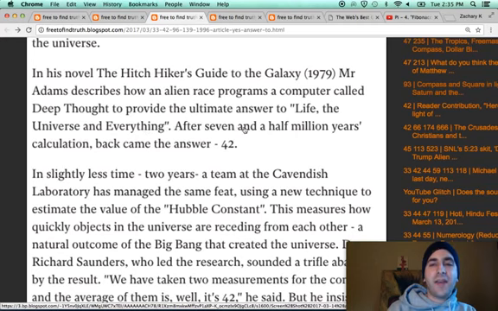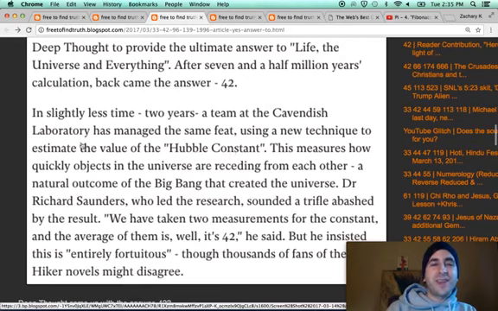After 7.5 million years, calculation, back came the answer. 42. Just wait. In slightly less time, 2 years, a team at the Cavendish Laboratory has managed the same feat using a new technique to estimate the value of the Hubble constant. This measures how quickly objects in the universe are receding from each other, a natural outcome of the Big Bang. Remember Big Bang, who wants to guess the gematria of Big Bang? That created the universe.